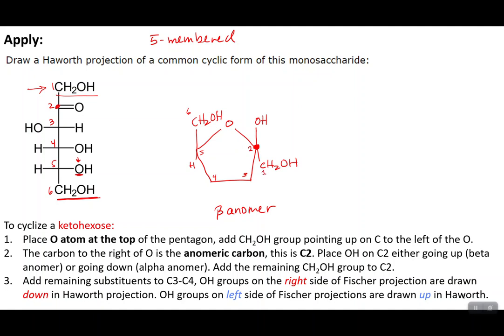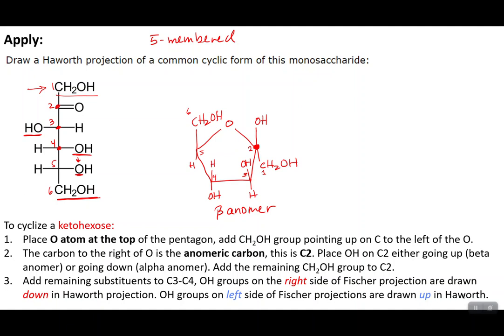Now what's left is to draw in my remaining OH groups. I have one at carbon 3 and carbon 4 that I need to draw in. So the one at 3 is on the left-hand side of my Fischer projection. If it's on the left-hand side, I need to draw it pointing up in the Haworth projection. So I'm going to go ahead and do this OH, and then below will be the H. And then on carbon number 4, OH is on the right-hand side, so it will be below the ring. And that is it. That's how you draw a Haworth projection for a ketohexose.